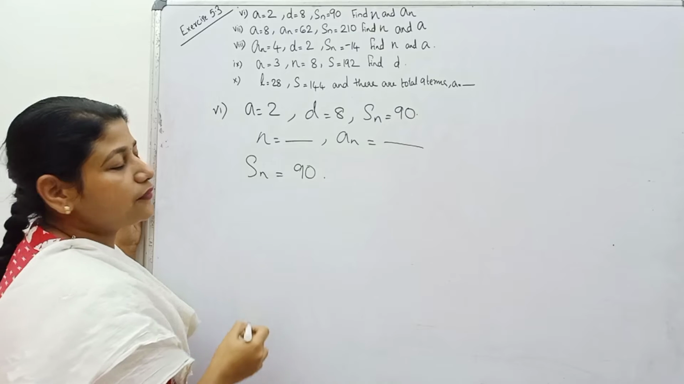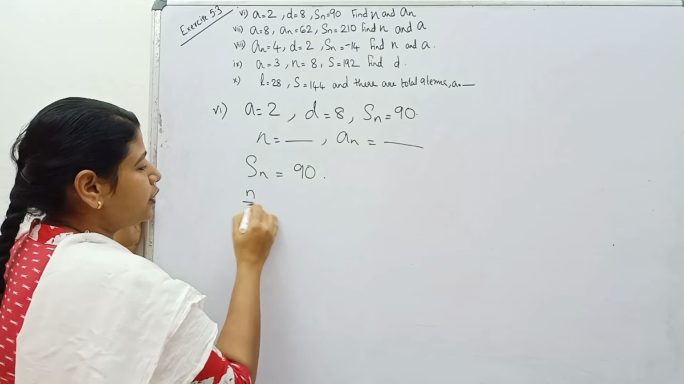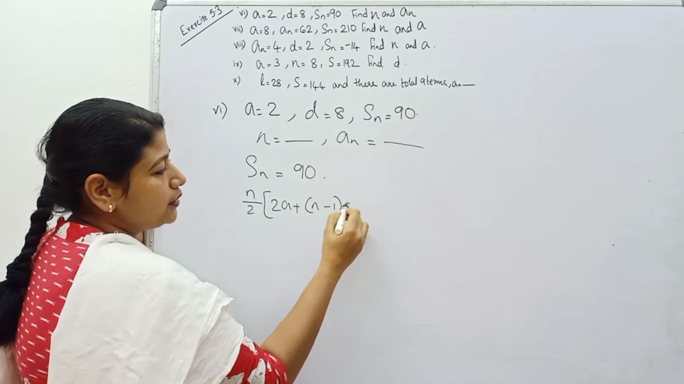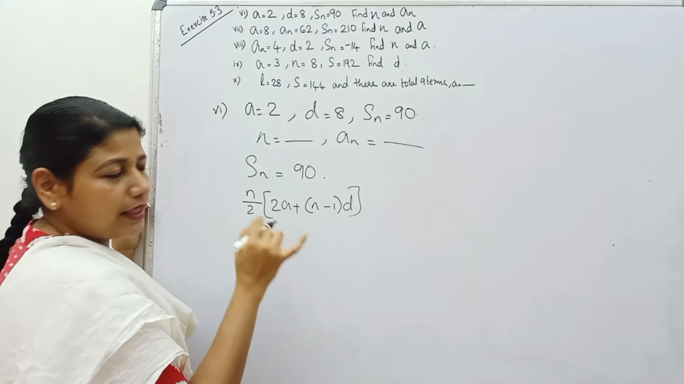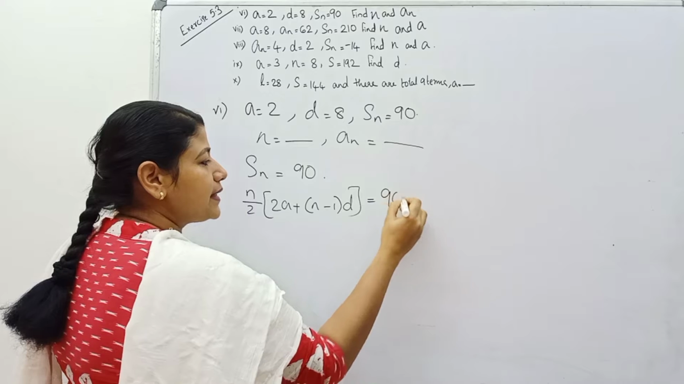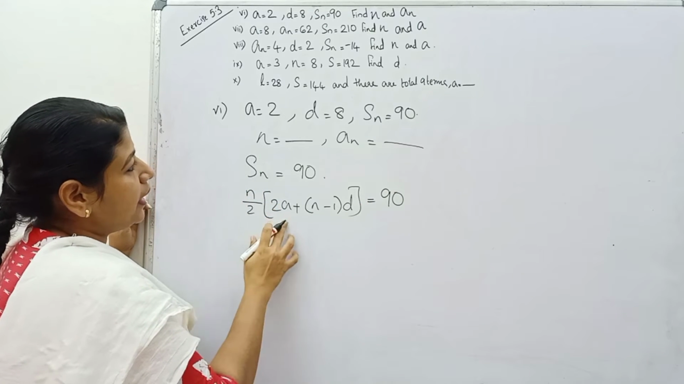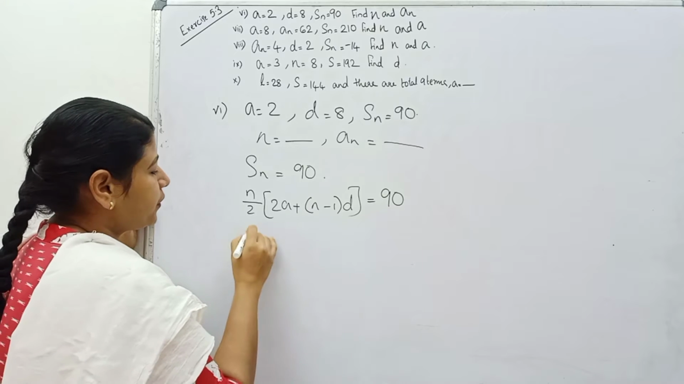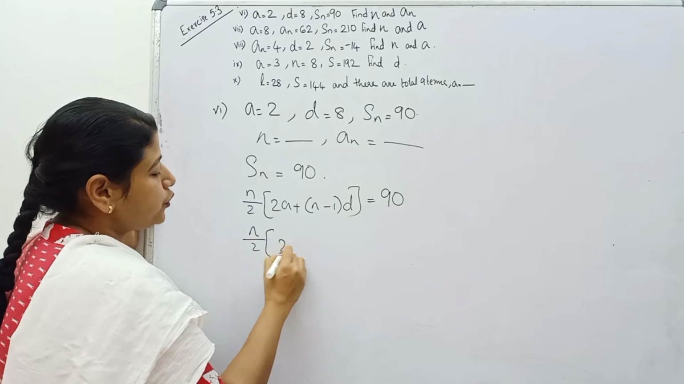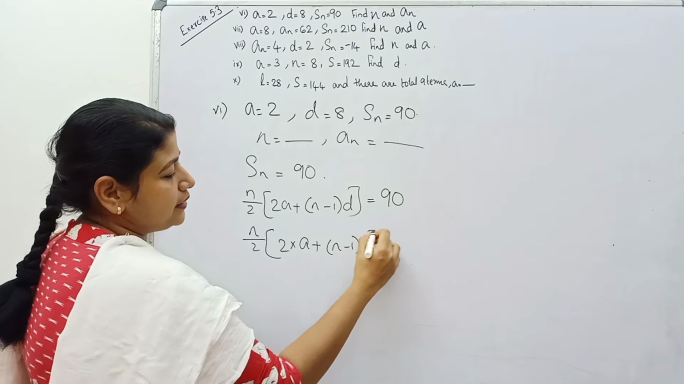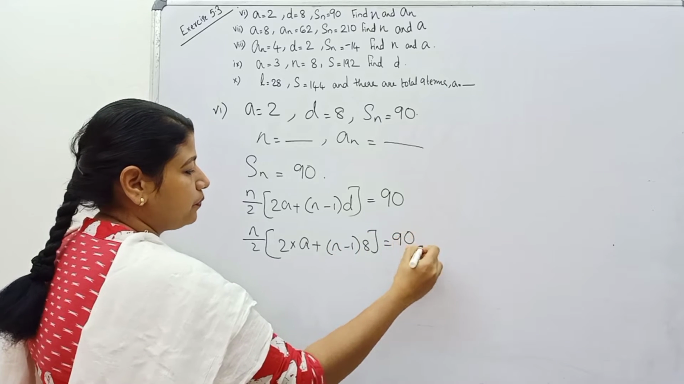So from the given conditions we can use Sn equal to 90. What is the formula to find Sn? Which is n by 2 into 2a plus n minus 1 into d. This is the formula to find the sum, isn't it? So this is equal to 90. We use the formula for the sum and write 90. n we don't know, a and d we know, so we substitute. So n by 2 into a is 2 plus n minus 1 into d is 8 equal to 90.